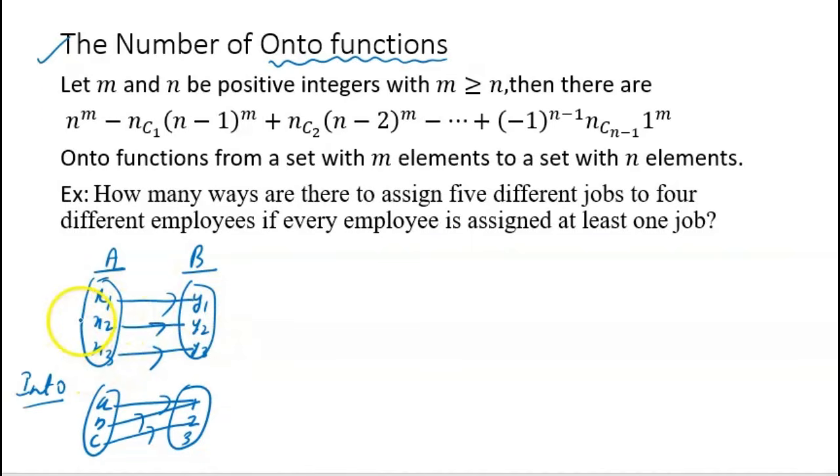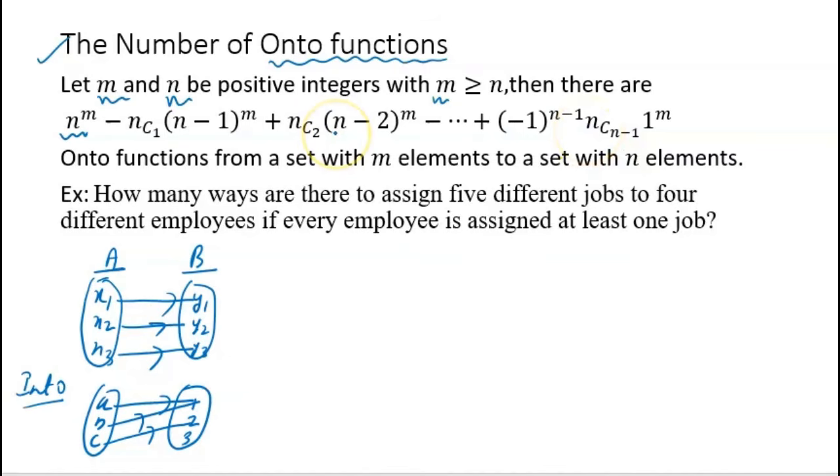So the question is: if we have a set with m number of elements and another set with n number of elements, and m is greater than or equal to n, then how many onto functions can be defined? The number of onto functions is equal to n to the power m minus nC1 (n minus 1) to the power m plus nC2 (n minus 2) to the power m, and so on.